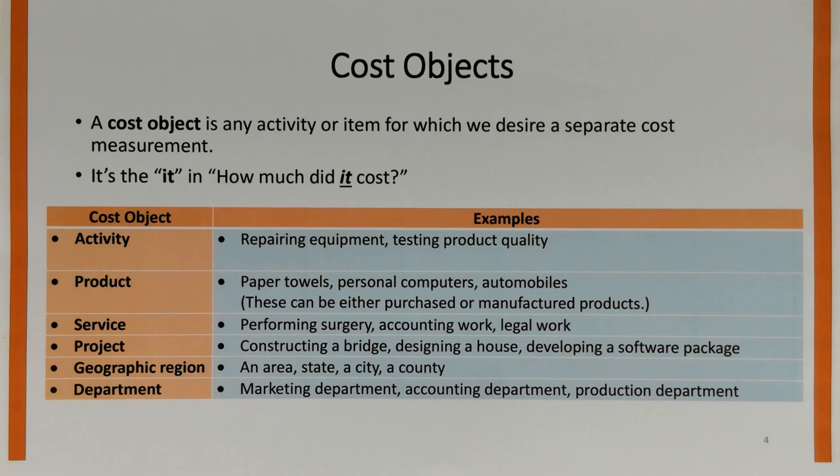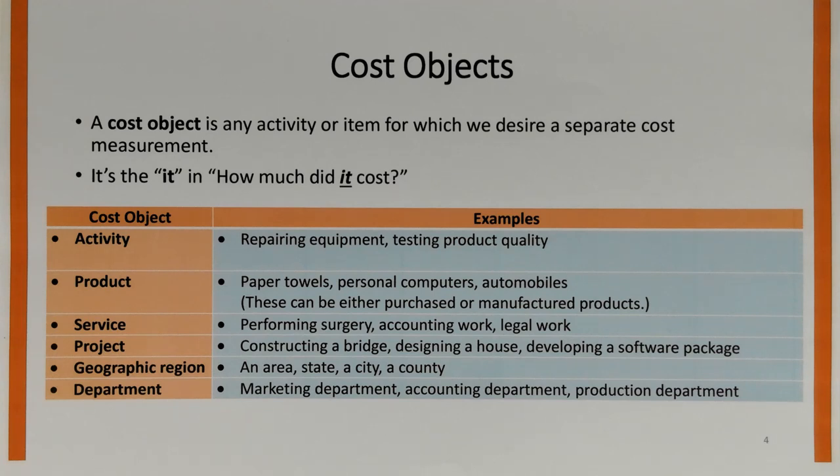We may want to determine the cost of an activity like repairing equipment or doing quality tests in a factory. We may want to determine the cost of a product, like for a manufacturer, paper towels or personal computers or automobiles, and also the cost of products for a merchandiser. We may want to determine the cost of services, such as performing surgery, or doing some accounting work, or legal work, or the cost of a project, such as the construction of a bridge or a building, the design of a house or an office building, or the development of a software package.